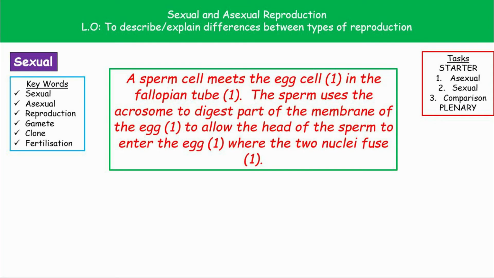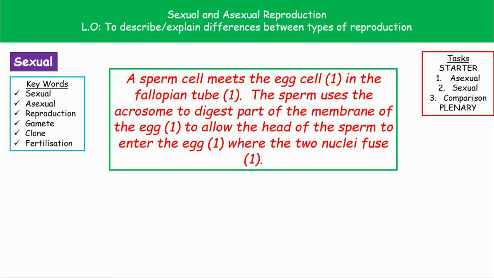So what we've got here is about as complete an answer as I could think of for what you might have written for the process of fertilization. So give yourself a mark for any of these points. A sperm cell meets the egg cell, hopefully you all got that one, in the fallopian tube. The sperm uses the acrosome to digest part of the membrane of the egg to allow the head of the sperm to enter the egg, where the two nuclei fuse. So that covers the process of fertilization.